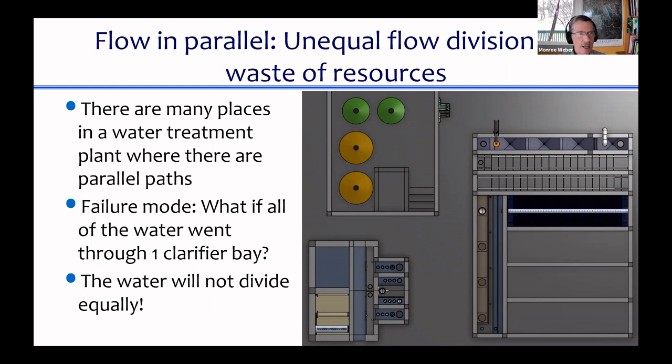Like, if all of the water went through one clarifier bay instead of divided equally between the 4 that I've shown you, then you'd have 3/4 of the plant not doing anything, and your plant would not perform well. And the insight is, the water will not divide equally. There will always be something that makes it not be perfect. And so we're going to be trying to figure out, how do we minimize those imperfections?